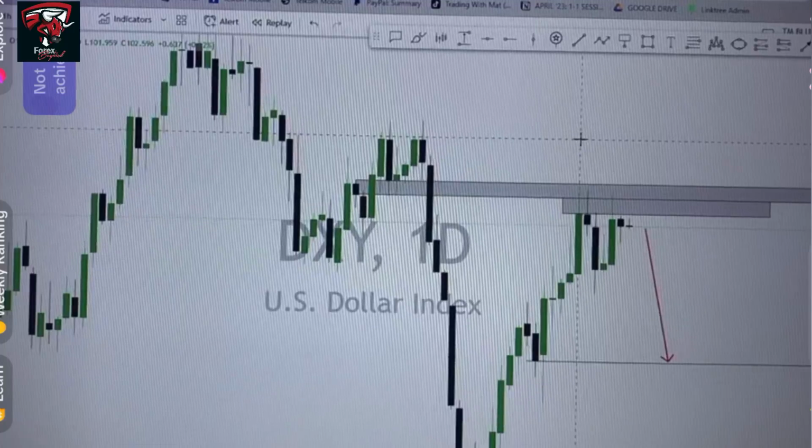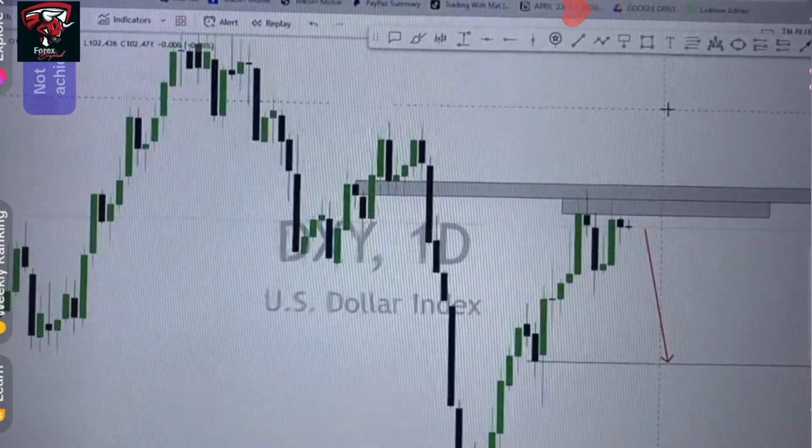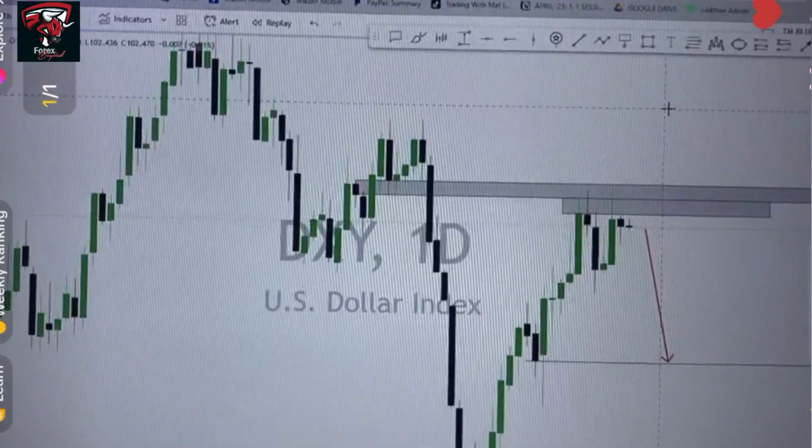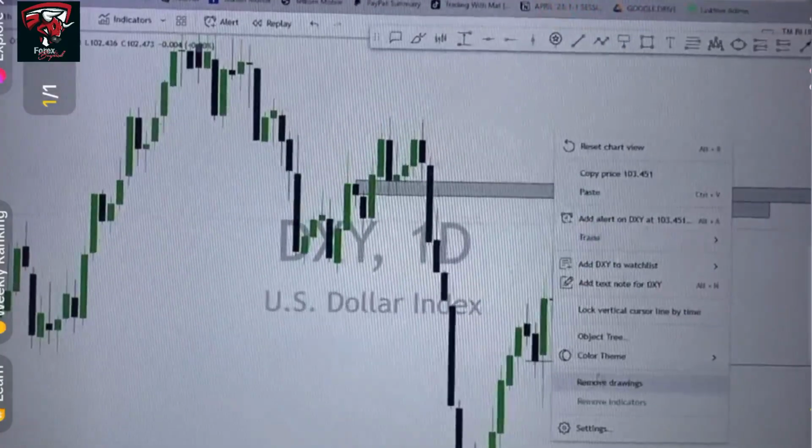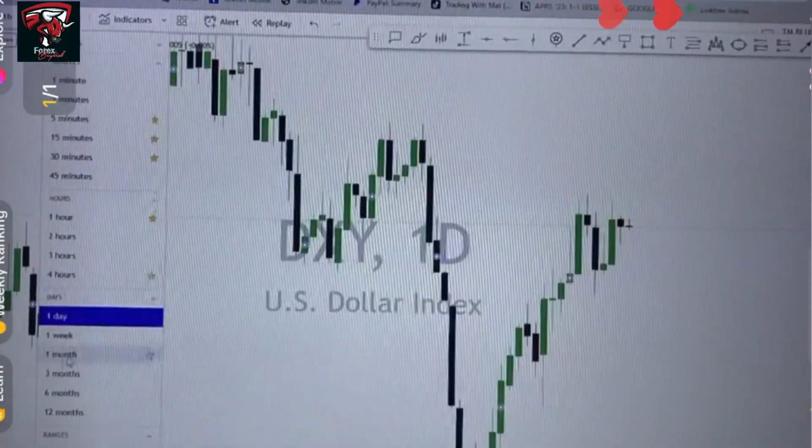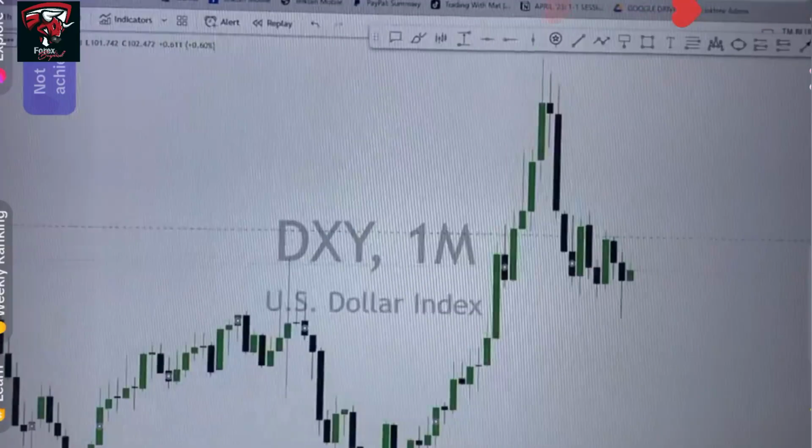Nothing more to talk about. All right, we even have a top wick. So this explains the buys that I'm seeing on my other pairs. But anyway, delete. 1 month.